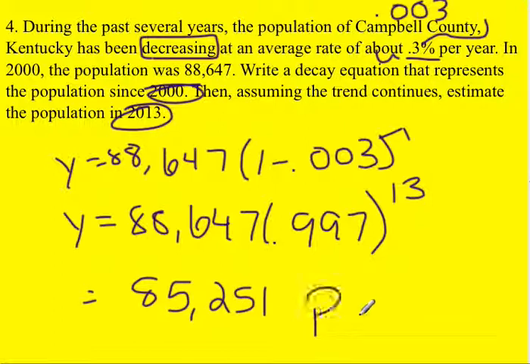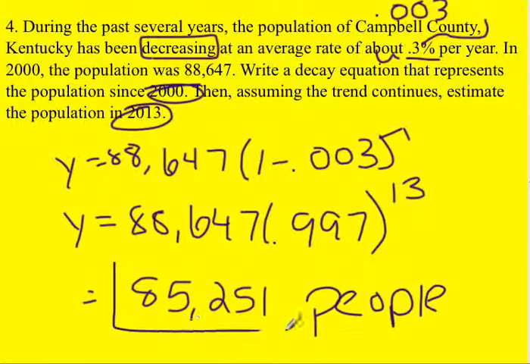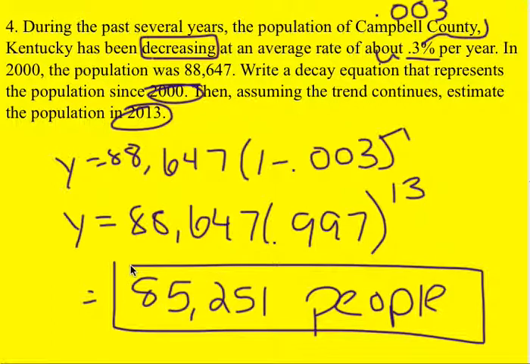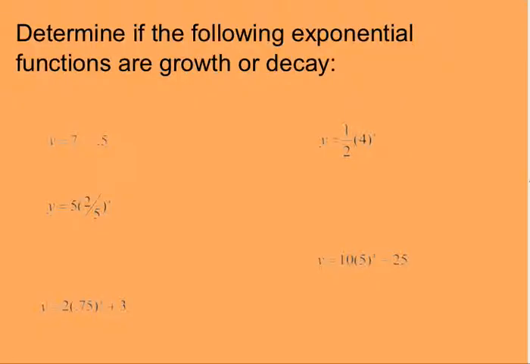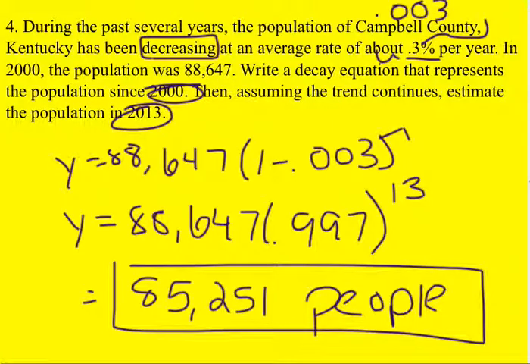85,251 people. Now remember, when we're talking about people, you always want to round to the nearest person. Please do not tell me that it contains 0.6 of a person. That's not a very nice thing to say. Okay? So let's go ahead and take a look at number 5. Did I skip over it? No, I don't have it in here.